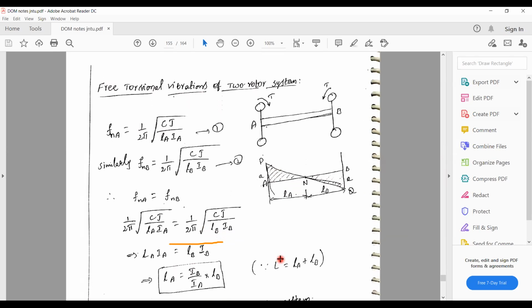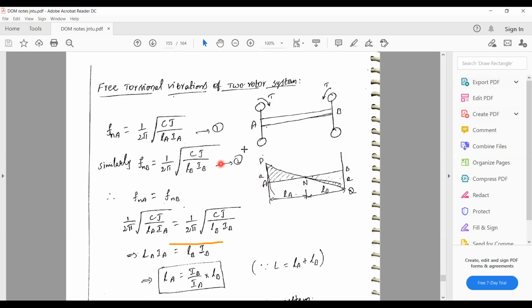Just observe that two rotor system. In this two rotor system, let us take the shaft, and both ends of the shaft are arranged with rotors. That is, the A rotor is there and the B rotor is there, and both are trying to twist the total shaft. So then you may also find out the natural frequency of the shaft.